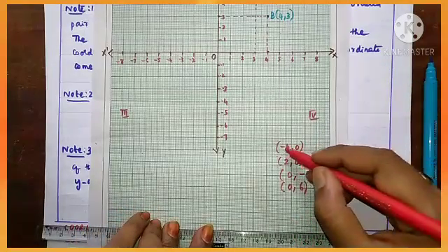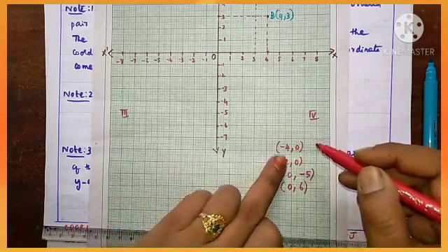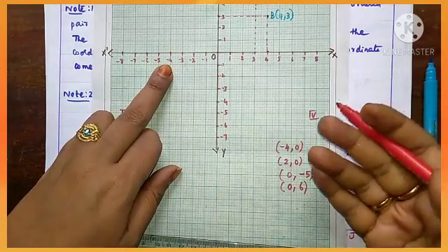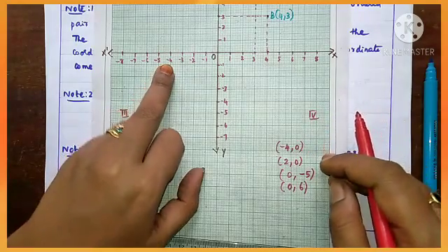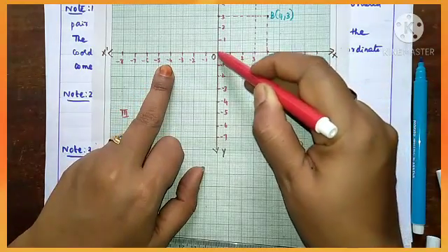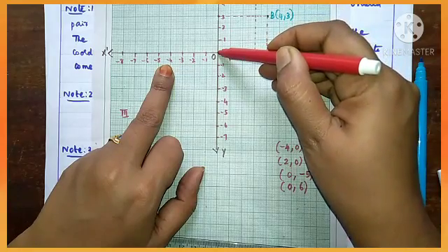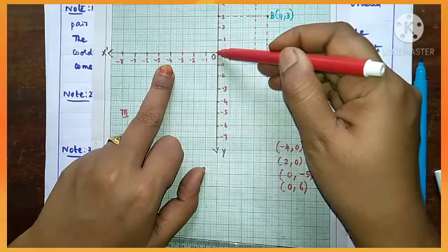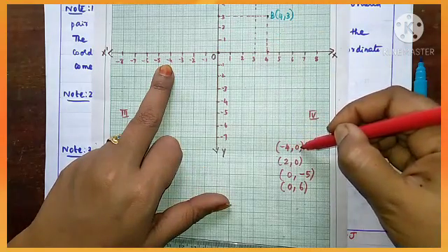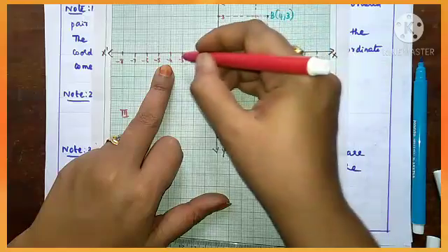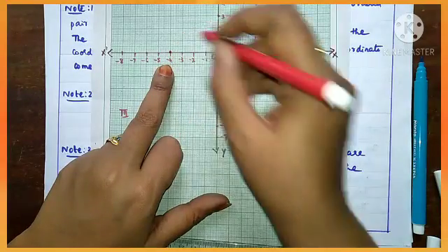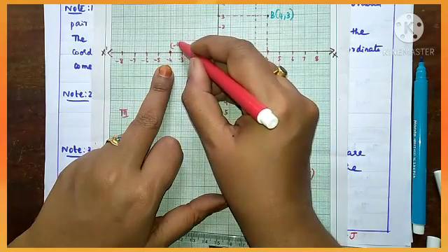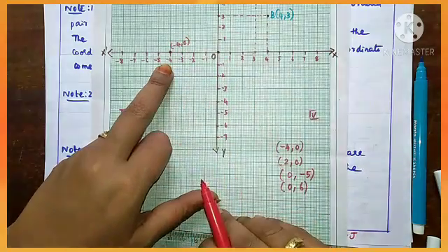Now see, (-4, 0). (-4, 0) means the first coordinate x is -4 and y is 0, which means there is no displacement in y. The origin is the place where x equals 0 and y equals 0. Understand? So this is the required point, (-4, 0). So what do you mean by (-4, 0)?